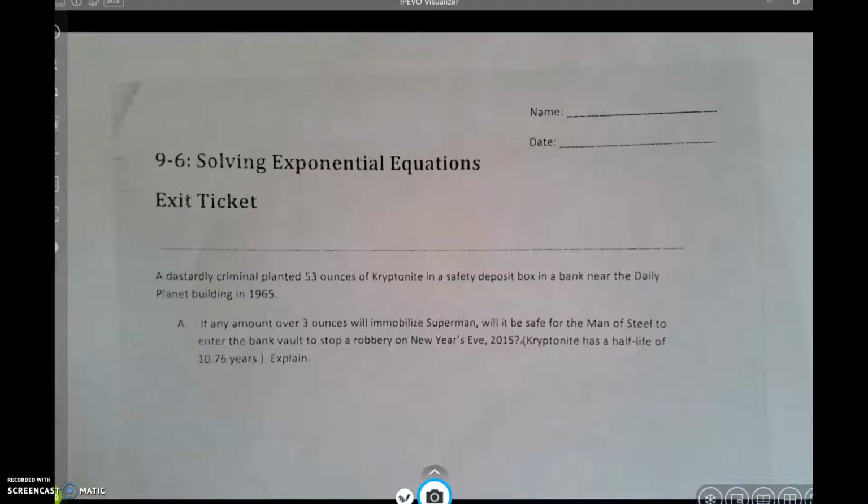This is 9.6, solving exponential equations. Exit ticket. A dastardly criminal planted 53 ounces of kryptonite in a safety deposit box in a bank near the Daily Planet building in 1965.